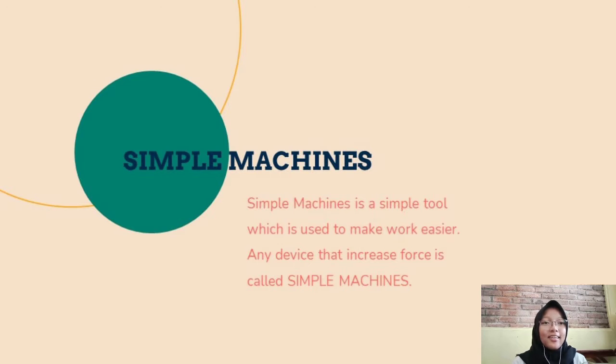Okay, first, what is a simple machine? A simple machine is a simple tool which is used to make work easier. Any device that increases force is called a simple machine. Simple machines can help work faster and better, and they can be simple or complex machines. It depends on your need.